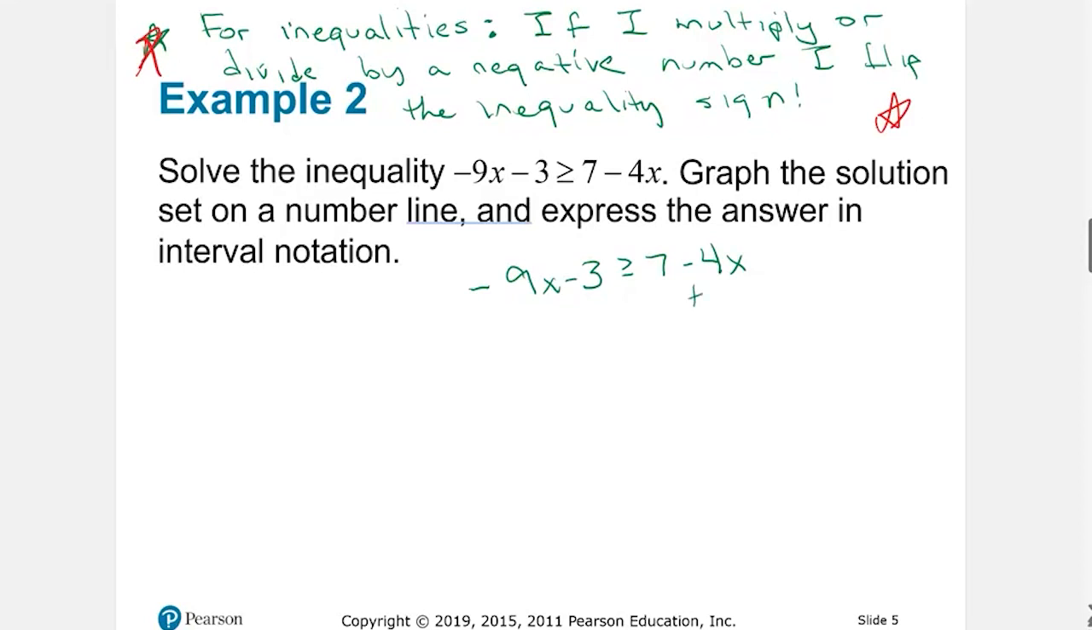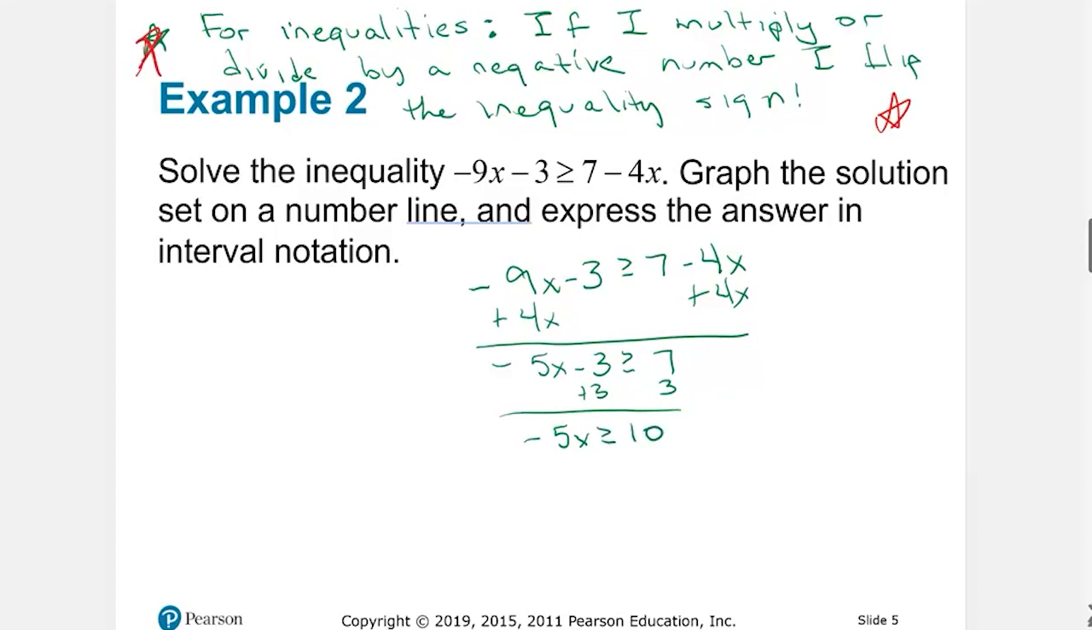So I'll add 4x to both sides. And I get minus 5x minus 3 is greater than or equal to 7, right? And then I can add 3 to both sides, which gives me minus 5x is greater than or equal to 10. Now, notice the last thing I'm going to do is divide both sides by negative 5. So for inequalities, if I multiply or divide by a negative number, here I'm dividing by a negative number, I have to flip the inequality.